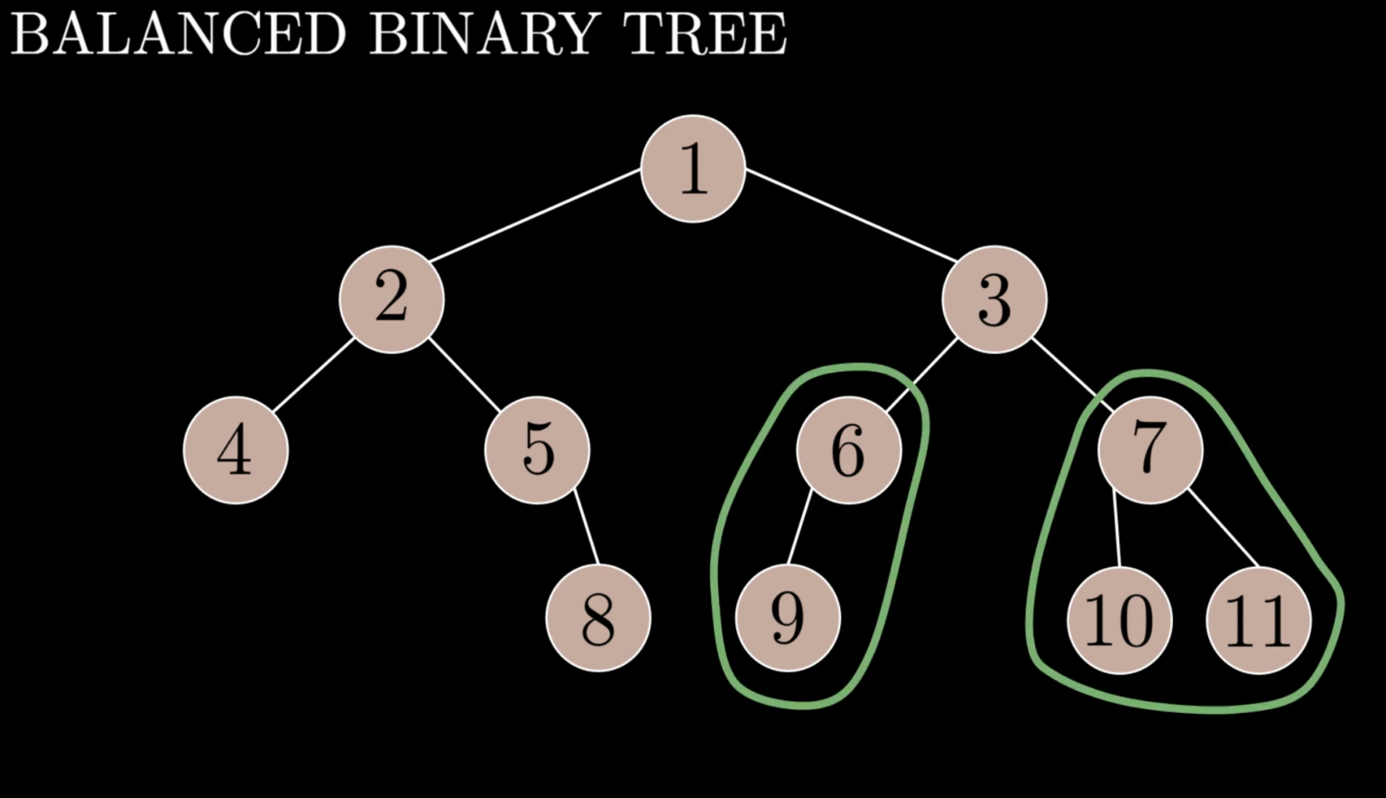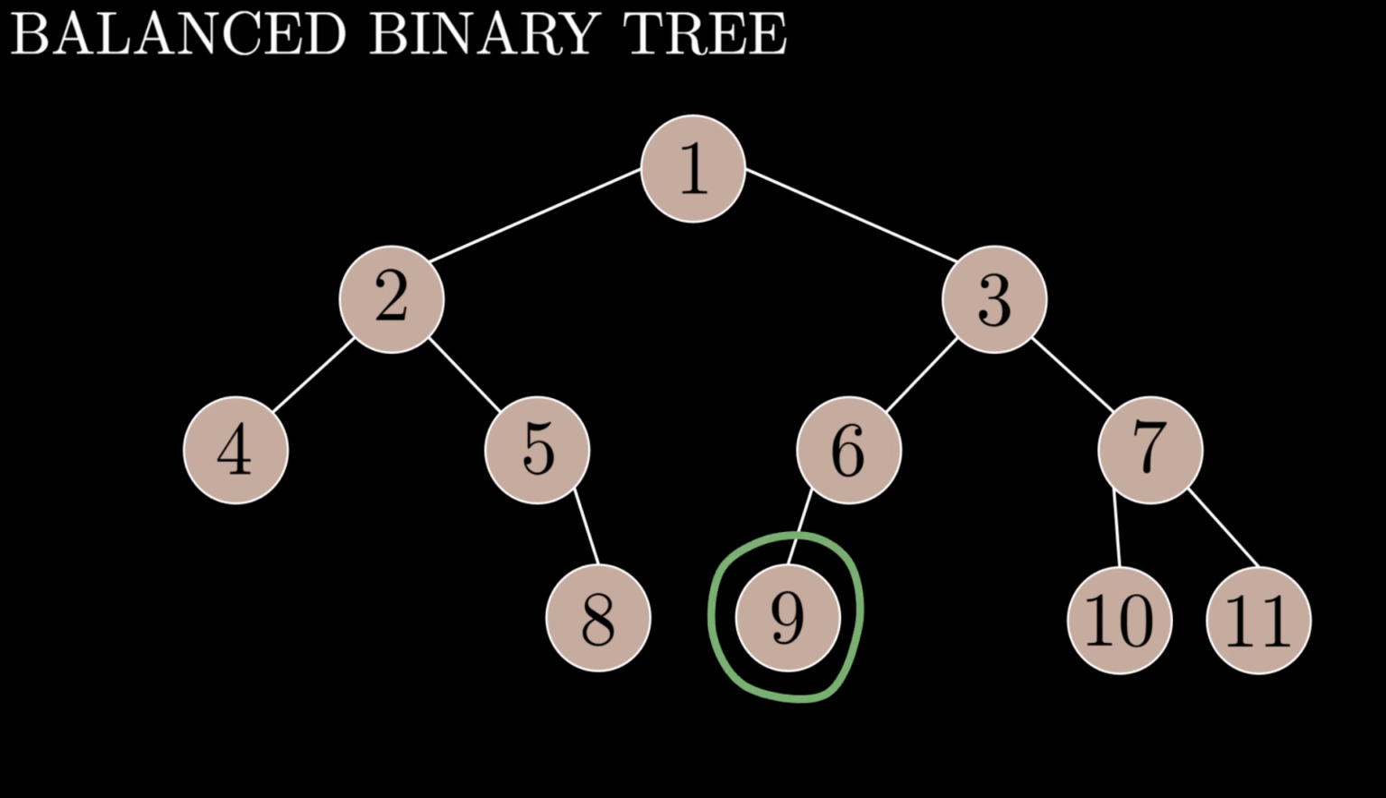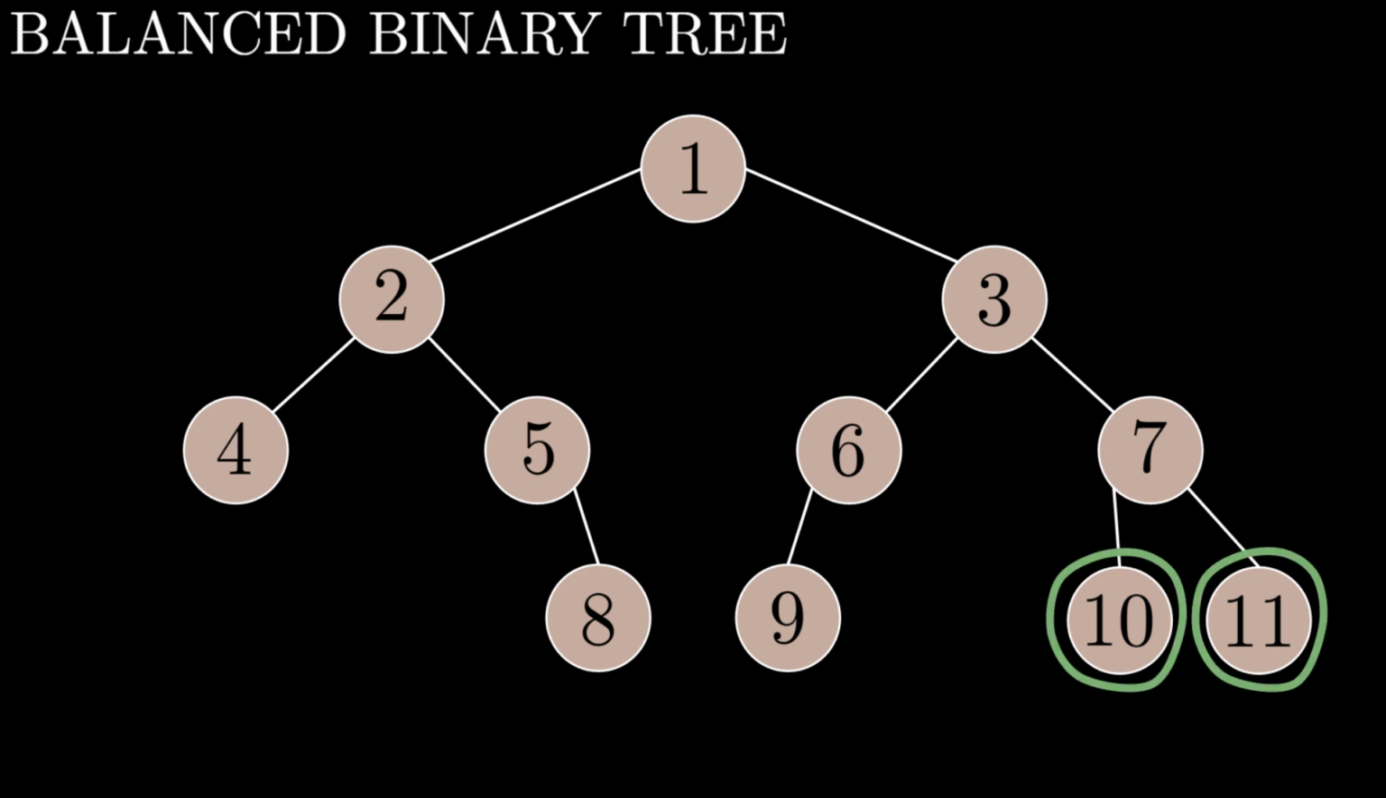The subtrees of node 3 both have height 1. The subtrees of node 6 have heights 0 and -1, and the subtrees of node 7 both have height 0. Leaf nodes 4, 8, 9, 10, and 11 are all trivially balanced.